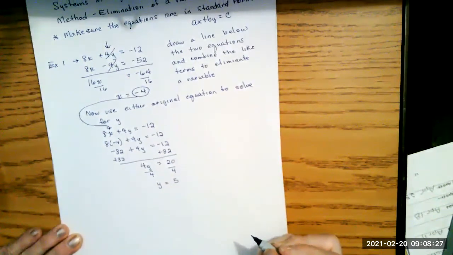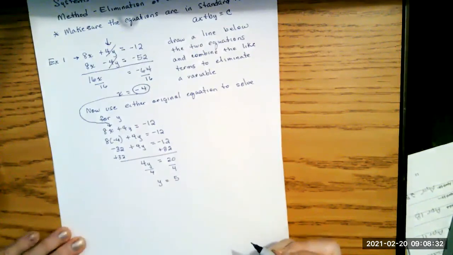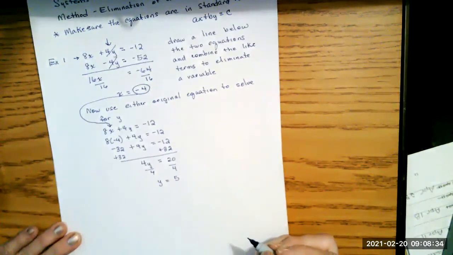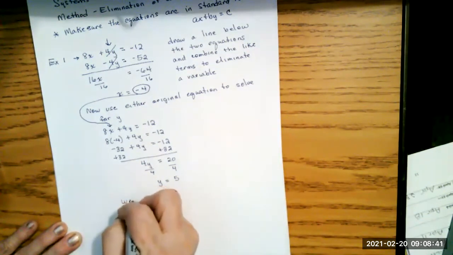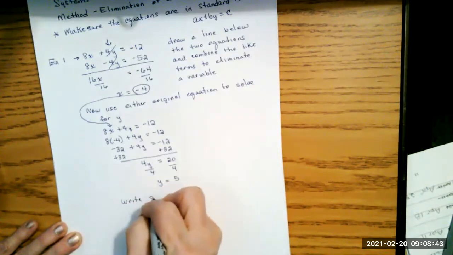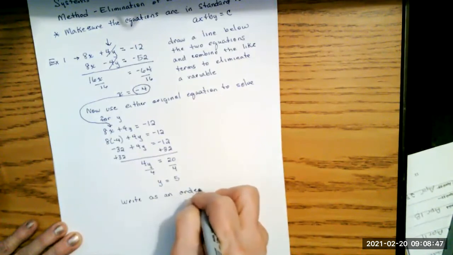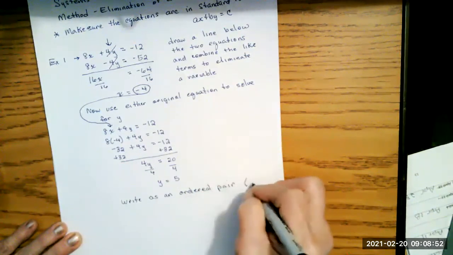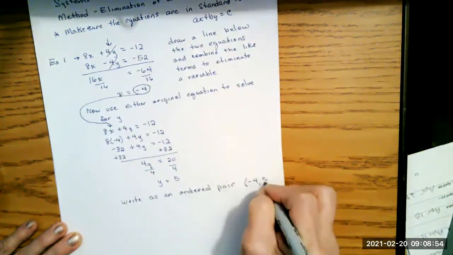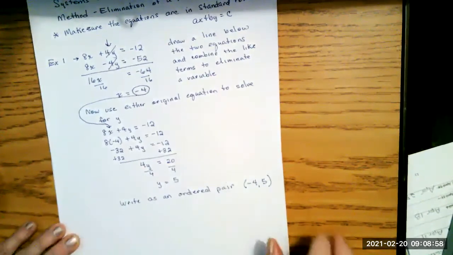Write the answer as an ordered pair unless it is a word problem that specifies what to do with each of the numbers. So I'm going to write my answer as an ordered pair. That means the x needs to come first. So I'll have negative 4, 5 for my answer. And that's our example 1.